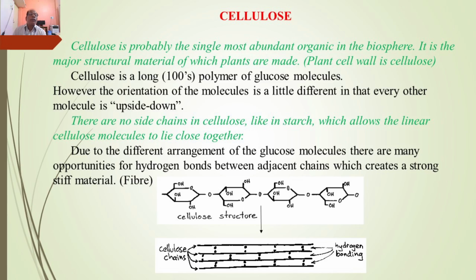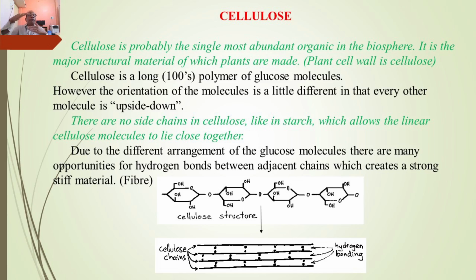In cellulose also, similar to starch, there are linear chains or straight chains of glucose molecules. There is no branching present in the cellulose. Like starch, cellulose has linear chains which allow the molecules to lie close together. Due to the different arrangement of the glucose molecules, there are many opportunities for hydrogen bonds between the adjacent chains, which creates a strong, stiff material.